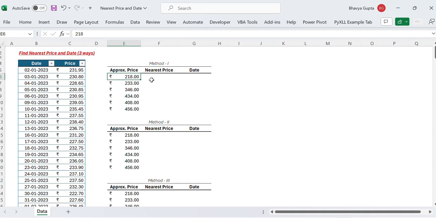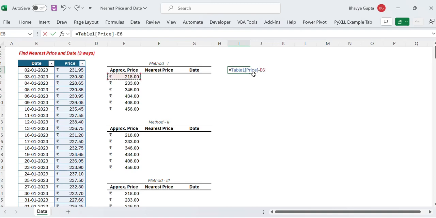First of all, we will do all the calculations, all the computations for this single price, 218. Then we will apply the same for all these approximate prices. So as our first step, from this price column, from each of the values here, we will subtract 218.